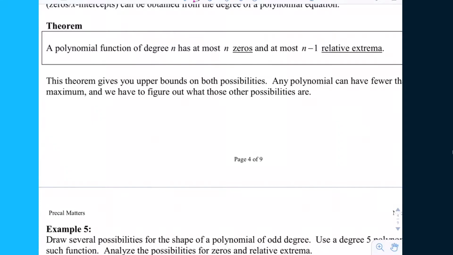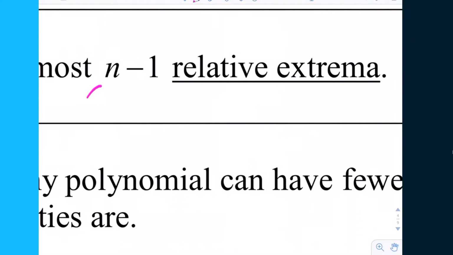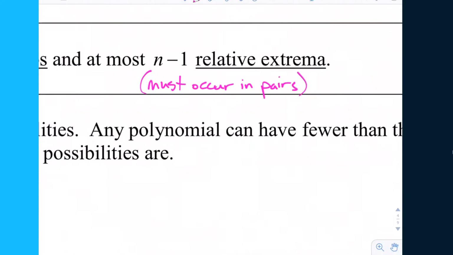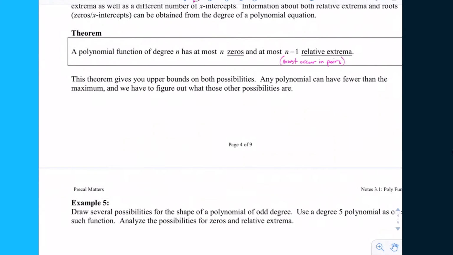Now we can have any combination down to 0 for an even degree function, but the relative extrema, the local max or mins, can have at most n minus 1. So a degree 4 can have at most 3, a degree 5 can have at most 4. And then these you might want to add, these must occur in pairs. They must occur in pairs, because if you turn once vertically, you've got to turn again to make sure the end behavior works out. All right, so the theorem gives you the upper bounds on both possibilities. Any polynomial can have fewer than the maximum, and we have to figure out what those other possibilities are.